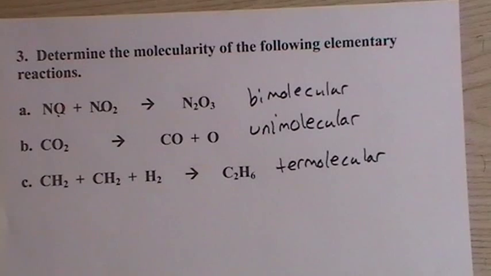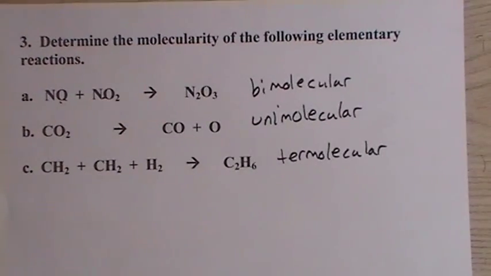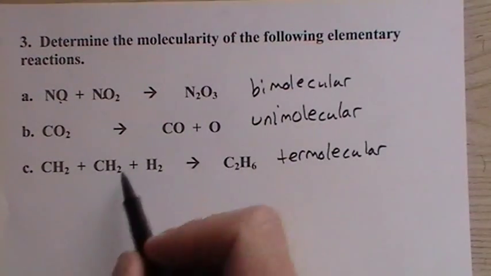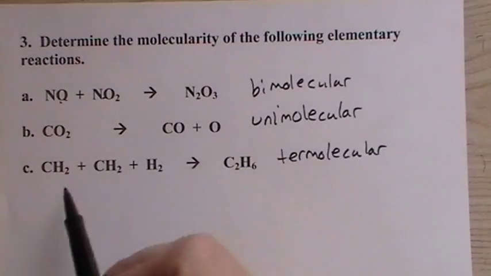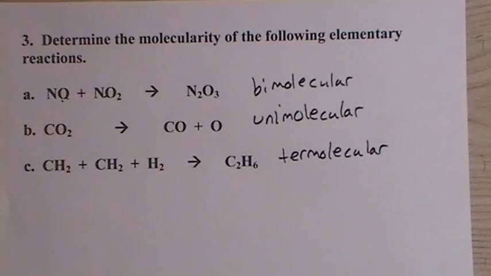So if you ever see a reaction that has 4 species in it, you know that there's at least a couple of steps in the mechanism. It doesn't all happen at once. So just count up the species. If it's 1, it's unimolecular, 2, bimolecular, 3, termolecular. And that's all you have to do there.